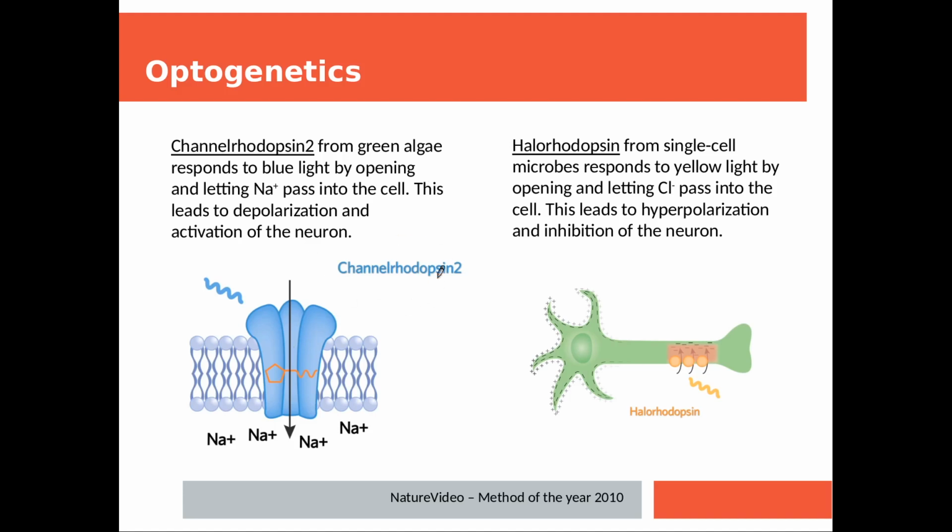Here is pictured a laser light going into this rat's brain. There are different types of opsins that you can use. Channelrhodopsin 2 is an example that's sensitive to blue light, and it opens sodium channels. So basically it forces action potentials by depolarizing the cell. Another type is halorhodopsin, which is pulled from the genes of single-cell microbes, and responds to yellow light by opening and letting chloride ions pass into the cell, which hyperpolarizes it. So it makes the cell more negative, and that inhibits the neuron.